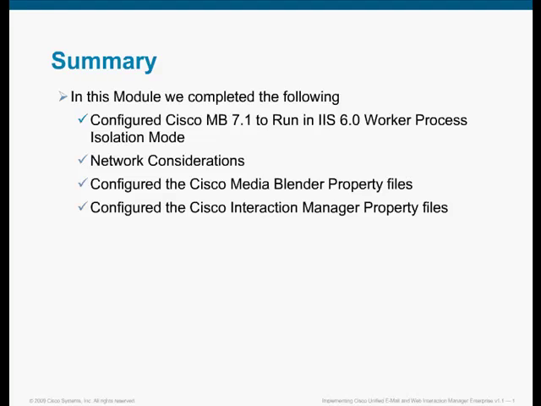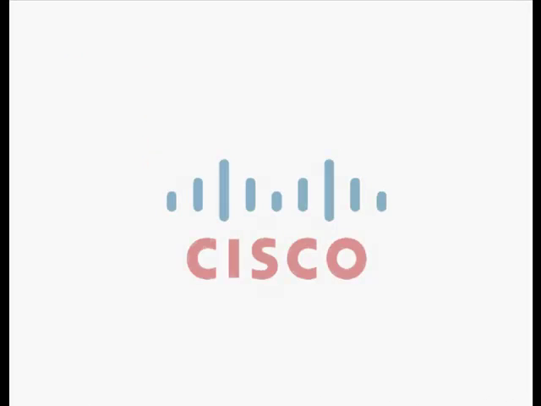In this module, we configured Cisco Media Blender to run in IIS 6.0 worker process isolation mode. We discussed the network considerations. We also configured the Cisco Media Blender property files, as well as configured the Cisco Interaction Manager property files.